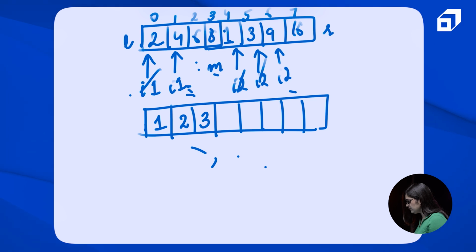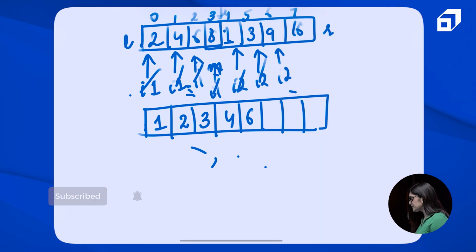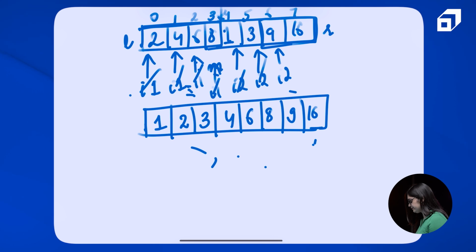Now out of 4 and 9, I'll move I1. Then out of 6 and 9, I'll move I1 again. So after 6, I will have 8 and 9. So I'll move I1 again. So here I1 will be allowed to move till M only. So as soon as we encounter this, we'll stop iterating on the first subpart. So we'll put 8 here. And now all we have is the second subpart. So we'll put all the remaining elements of the second subpart in our output subarray. So we'll put 9 and 16 here.